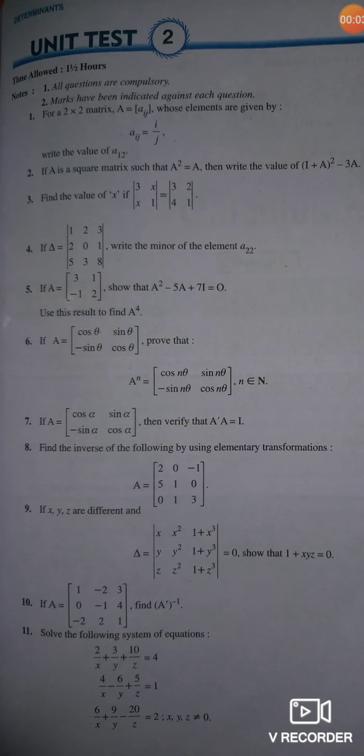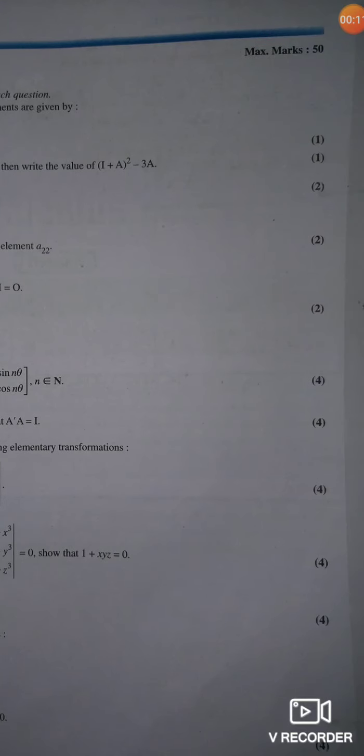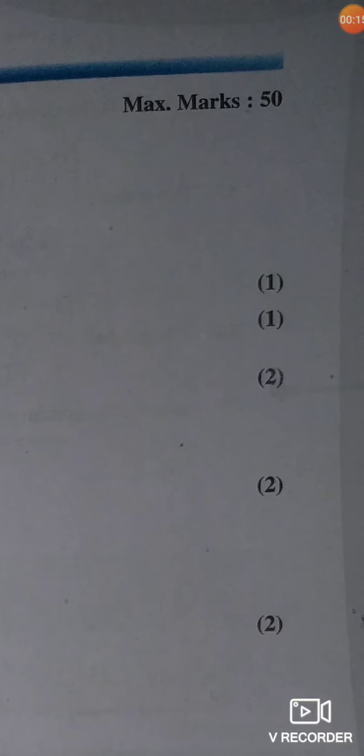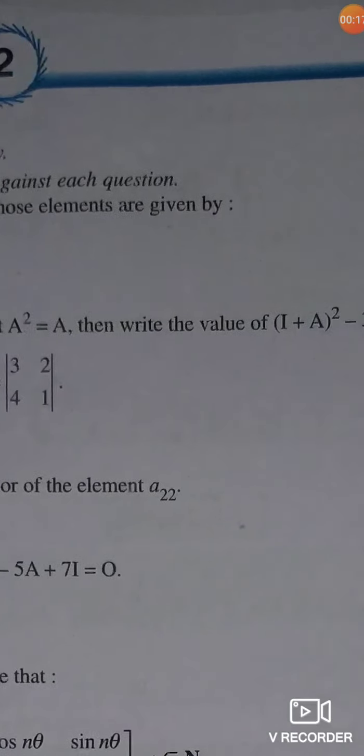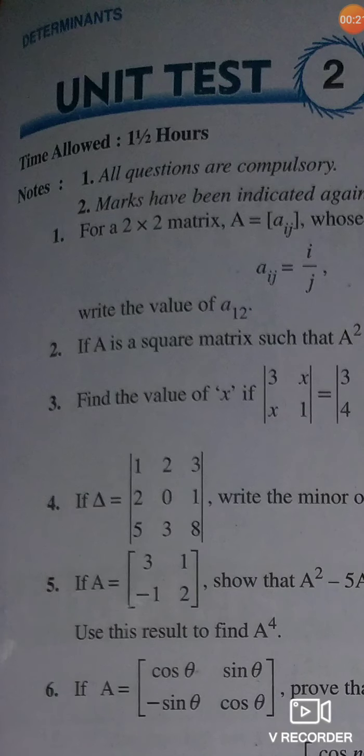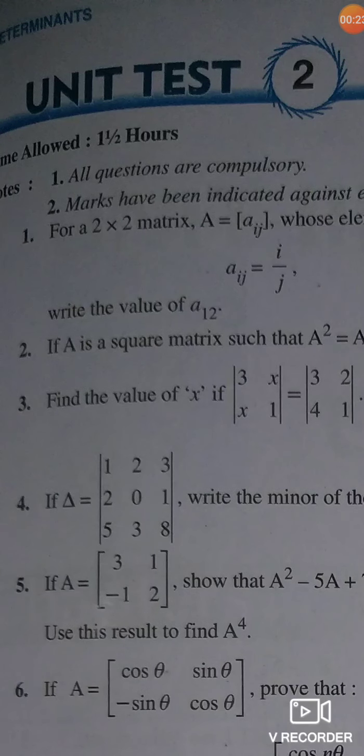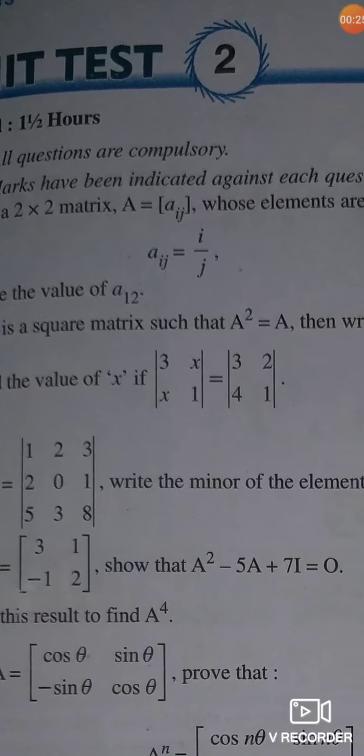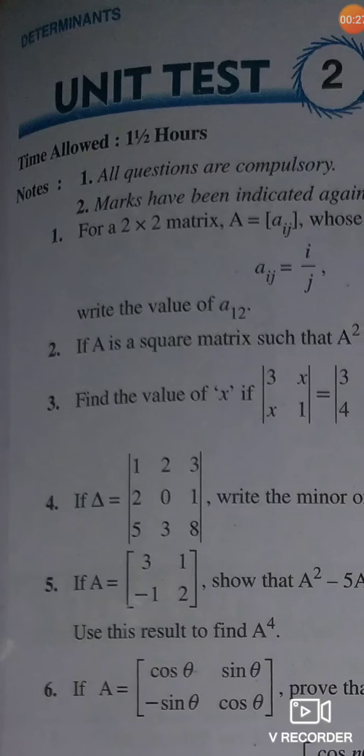Today I will tell you the question from chapter number 4 in the format of a unit test. The maximum marks for this unit test is 50 and time allotted is 1.5 hours. Note, all questions are compulsory. The marks have been indicated against each question.